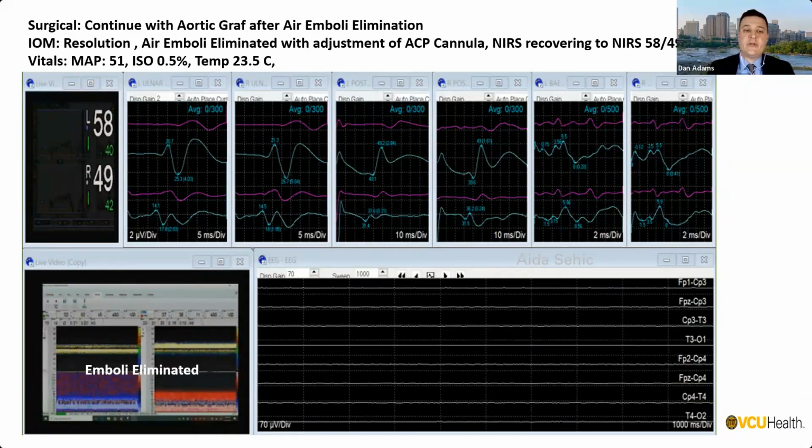At this stage of the procedure, the surgical team is continuing to suture the aortic graft, and the air emboli have been fully eliminated through the adjustment of the antegrade cerebral perfusion cannula by the surgical team. The cerebral NIRS oximetry has now recovered back within baselines, and the mean arterial pressure remains stable on bypass under deep hypothermic circulatory arrest.